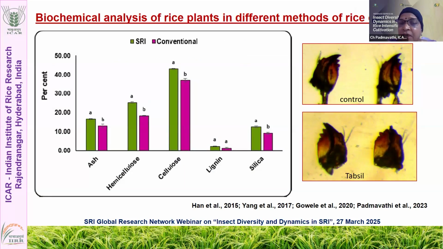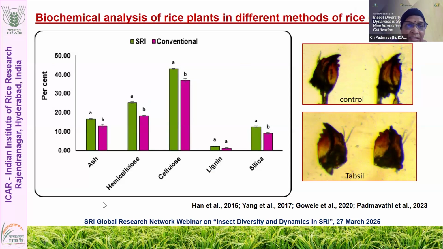Now, to see the reasons for this low damage, particularly, we know morphologically, if you see the leaves of SRA, if you enter into the field, you can feel the roughness of the leaf. So we thought we'd see what biochemical parameters might be responsible for this low damage.